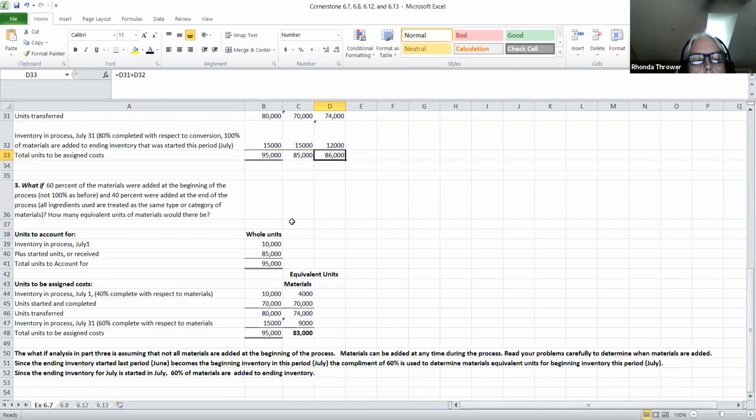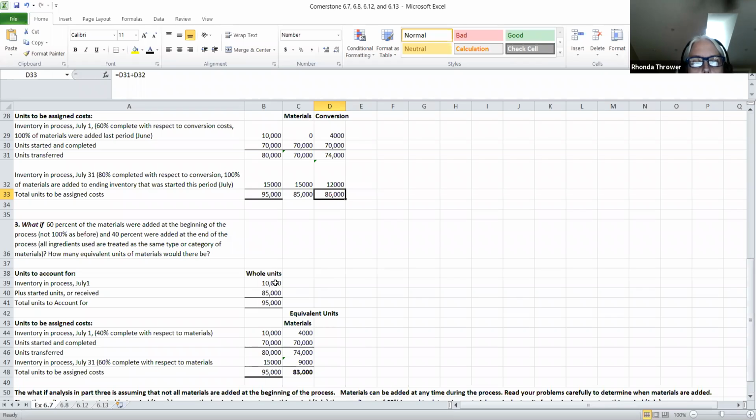So what I did is I started it out just like we've done before with the whole units. And what they're asking you for is how many equivalent units of the materials there would be. They're asking you for this part right here, class. But it's easier if you start with the whole units first. So I'm going to review the whole units for you. The whole units were 10,000 with respect to beginning inventory.